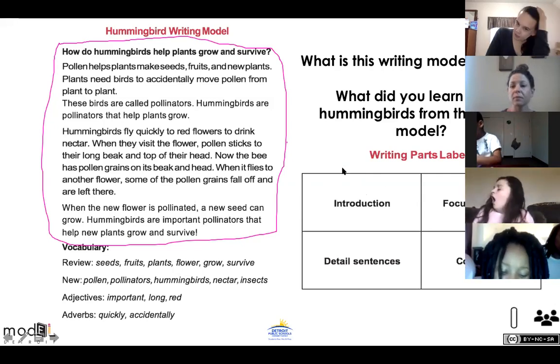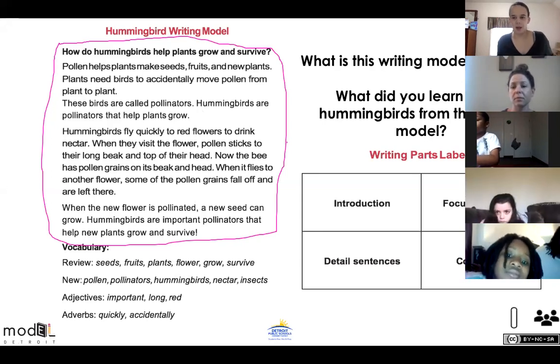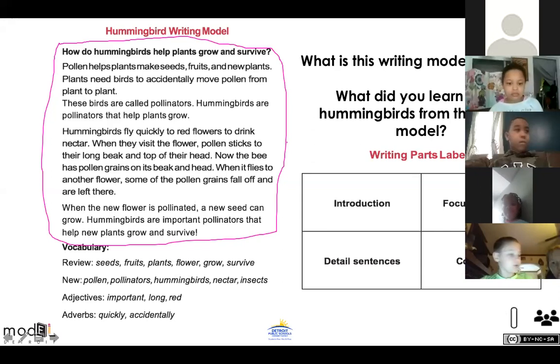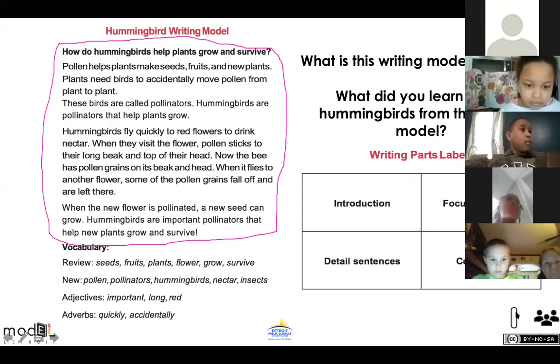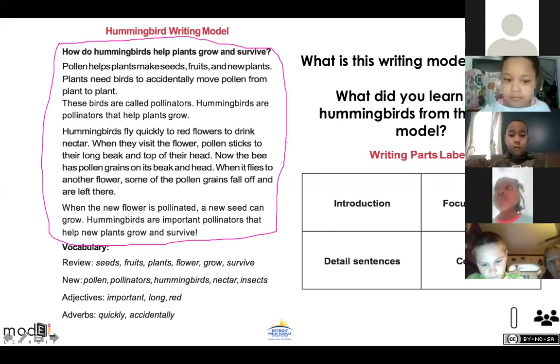Tamara said it's about different kinds of bees. There is the word bee in there, but most of that is about hummingbirds, right? It's about different kinds of pollinators. You're right, though. Good job. I'm going to give you about one more minute.